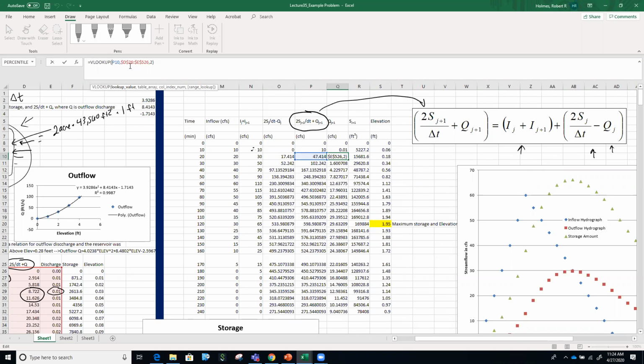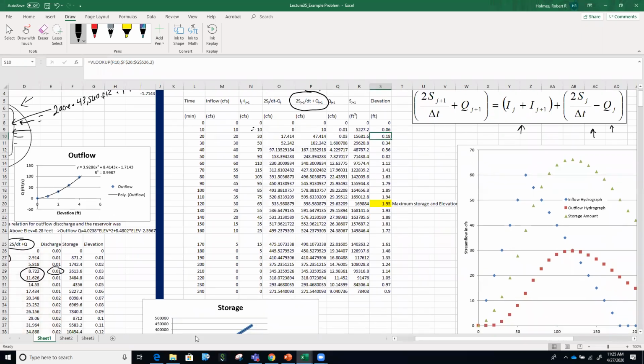Now go to that table, look in the first column, and when I look through that first column, find the nearest value to 47.414, and then look over in column 2 and tell me what corresponds to that. And that's what you've got there, the 0.03 cubic feet per second. And then from that, we've got an outflow value. I can go back and say, what does that correspond to in terms of storage? And then what does that correspond to in terms of elevation? And then I just keep repeating that.